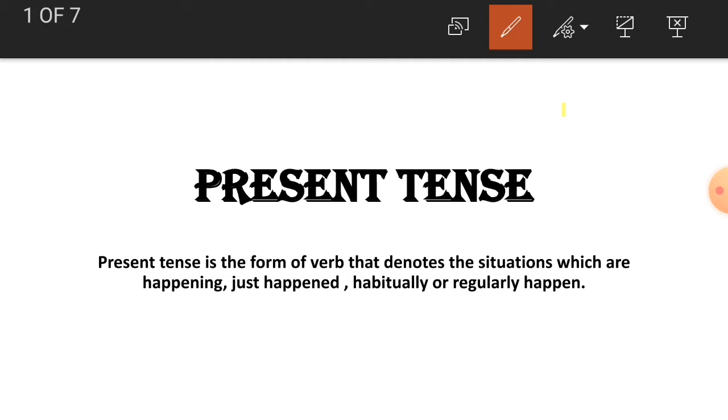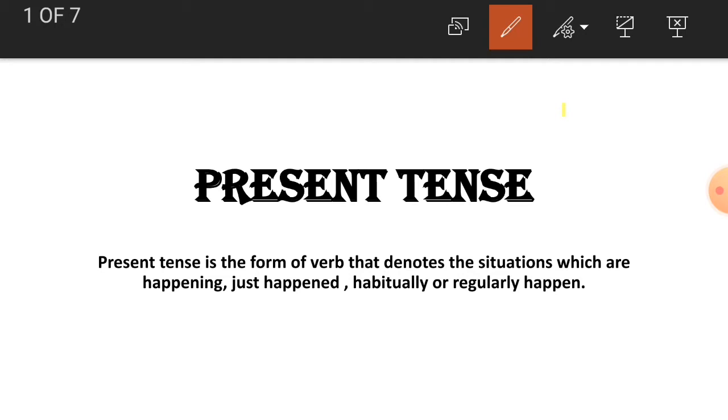Today I am present here with the topic present tense. Students, actually we'll discuss present indefinite tense. But before present indefinite tense, I want to tell you the definition of present tense.